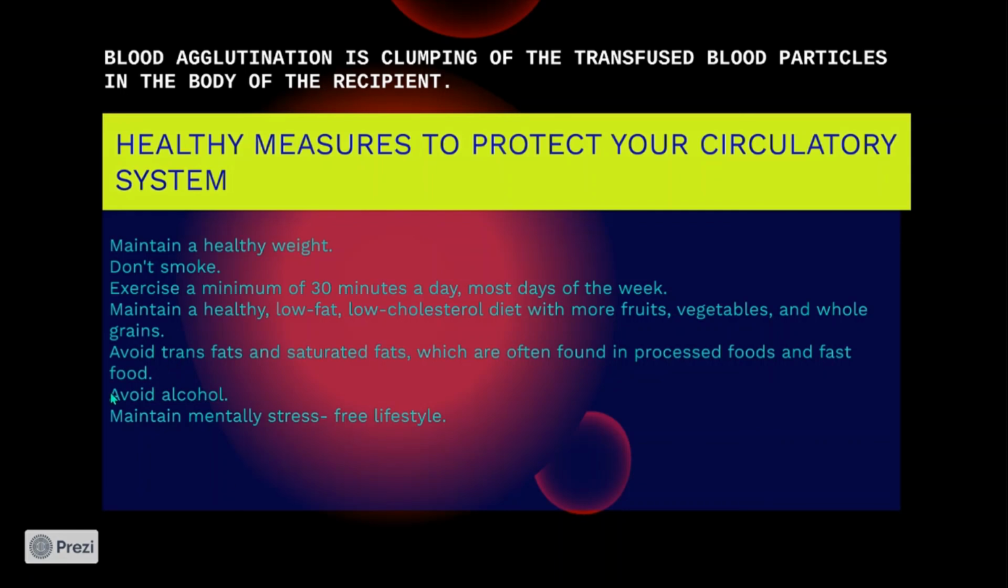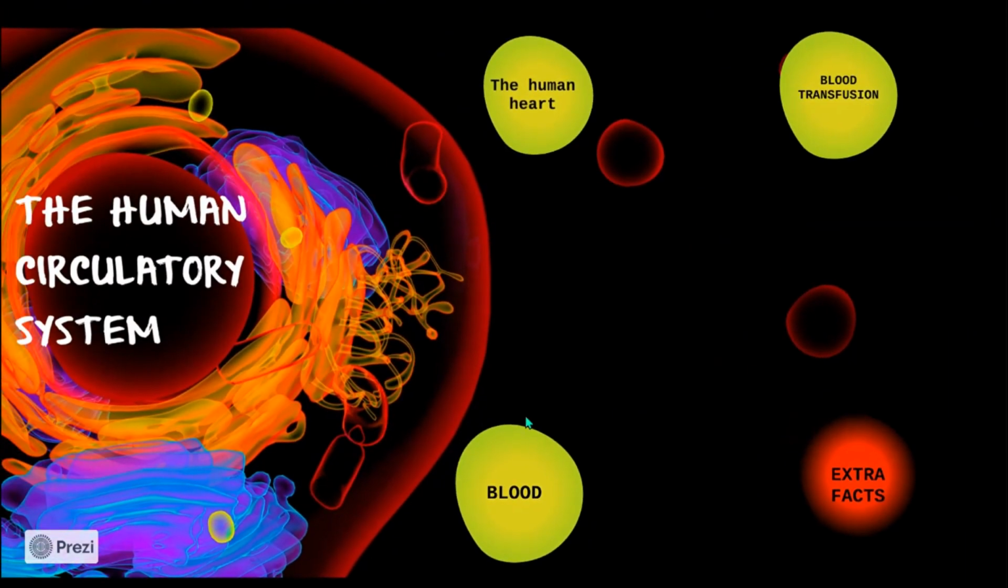And avoid alcohol and maintain a mentally stress-free lifestyle. To do this you can meditate or follow yoga, do your yoga exercises, and there are many more. By these steps you can help to protect your circulatory system. I think you are now clear about this topic, the human circulatory system.